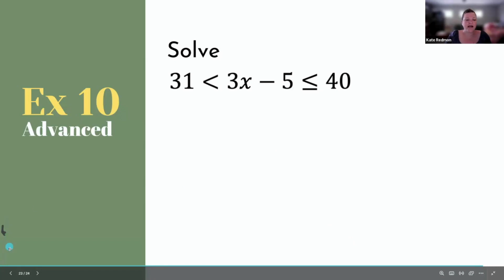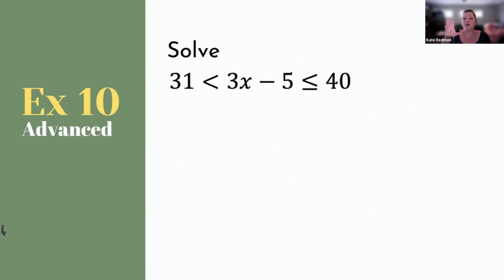Okay, this is our last one. And this is another one that looks way harder than it is. So I want you to breathe. This might be the easiest example we've done all day. I'm going to read it first. Solve 31 is less than 3x minus 5, which is less than or equal to 40.